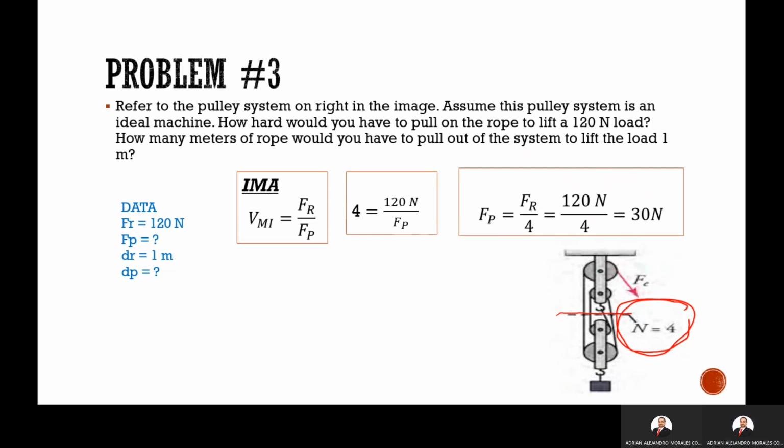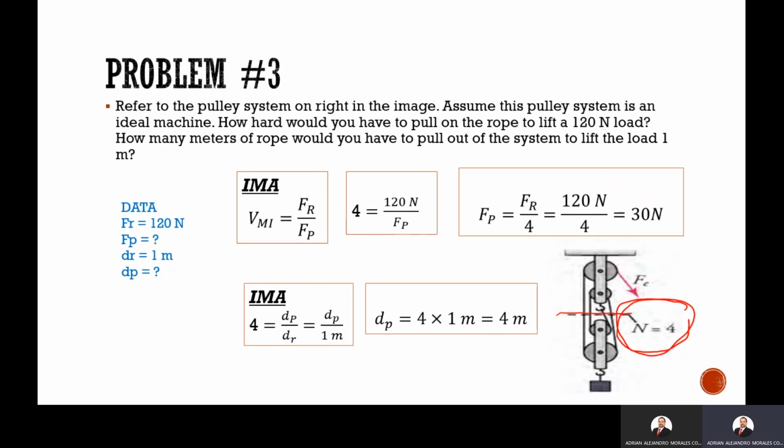Next step is going to be to remember the same formula. It can be applied to the ideal mechanical advantage. It's going to be the division of the distance of the pull force over the resistance distance, in this case, the distance of the required force. That's 1 meter we need to raise the load. So you need to isolate the distance of the pull force like this, and we get the answer of 4 meters. What can we conclude of this?